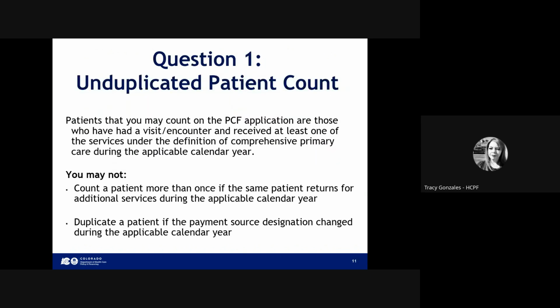Let's dive into the patient count. The unduplicated patient count is the sum of patients who have had at least one visit and received at least one of the services under the definition of comprehensive primary care during the applicable calendar year. It should not include counting a patient more than once if the same patient returns for additional services and/or products during the calendar year, or if their payment source designation changed during the calendar year.